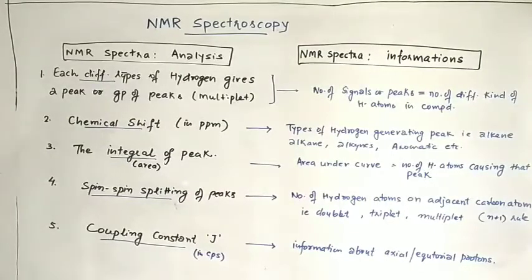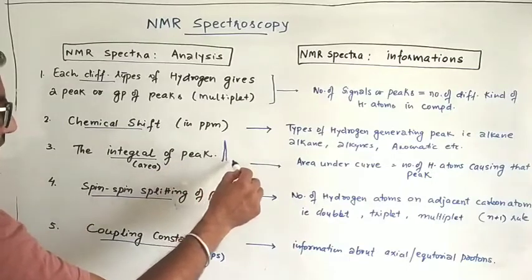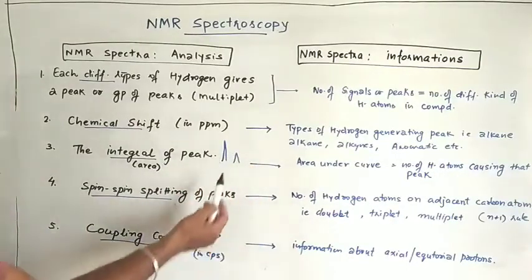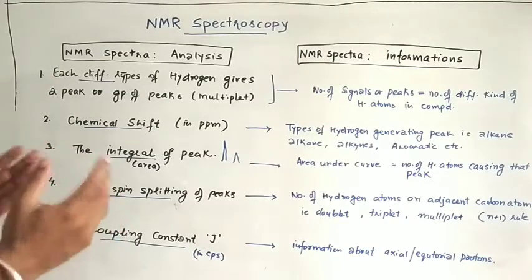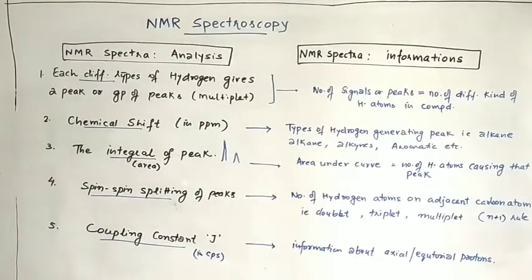The third thing we must note from the NMR spectra is the area, which is called the integral: the area under the peak. Like this is a peak, and this is a smaller peak. This peak has more area as compared to this peak. The area under the peak, or area under the curve, provides us the number of protons. If there are 2 peaks in the NMR spectra, it means we have 2 types of hydrogen atoms in the compound. Now how many hydrogens are there of type 1, and how many of type 2? We come to know that from this area.